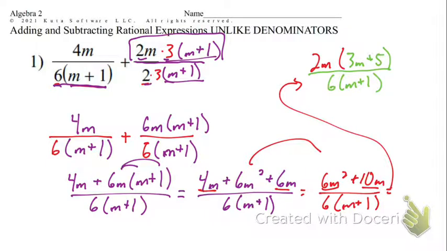Now, we can simplify. That's what we have to do. The 2 and the 6 are both divisible by 2. So that turns into a 1. So my new numerator is m parentheses 3m plus 5. But when I divide the denominator, the 6, by 2, I end up with 3, with an m plus 1.